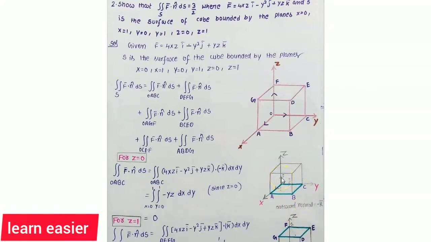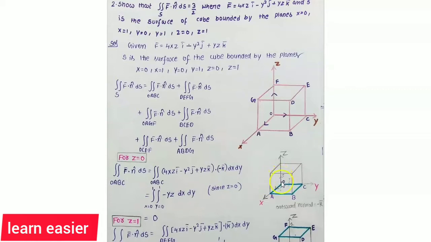That means the positive k bar is inside the cube, and the vector which is the outward normal is minus k bar only, that is negative k bar. But we have not taken the vectors i bar and j bar because they are parallel to the surface. The main theme of a normal vector is that the vector must be perpendicular to the surface. So the only vector perpendicular to the surface is k bar.